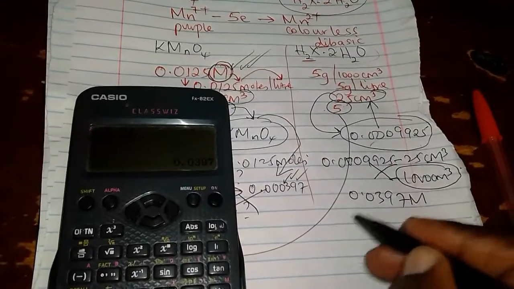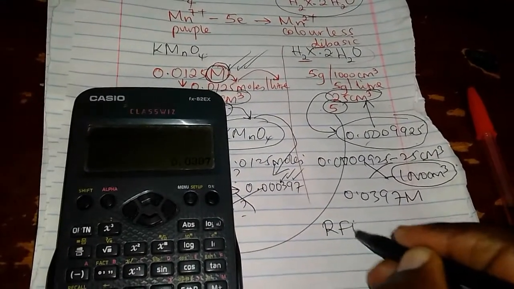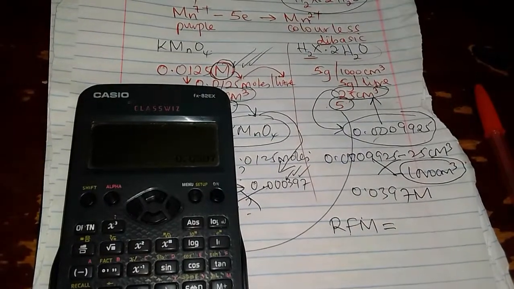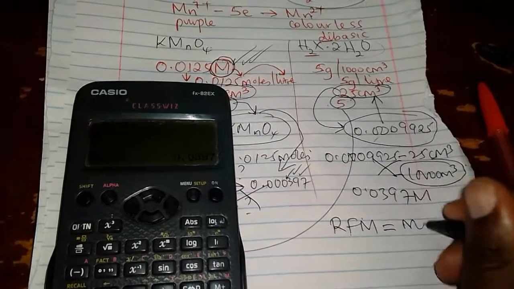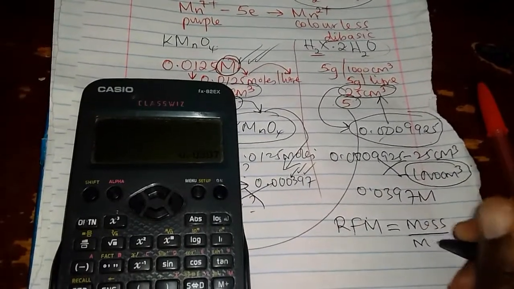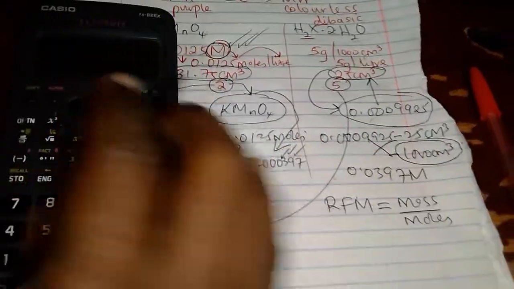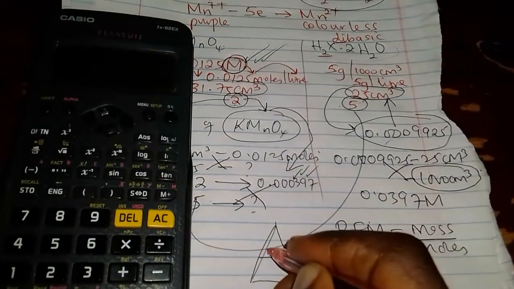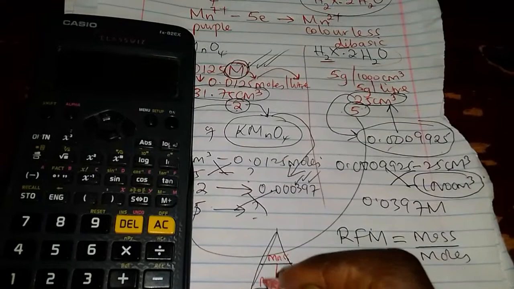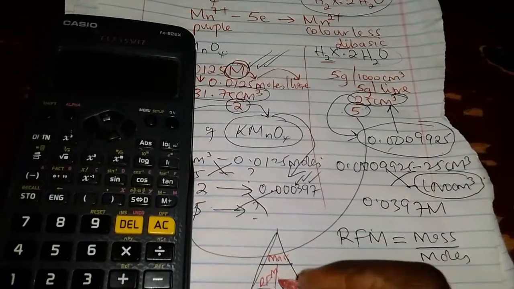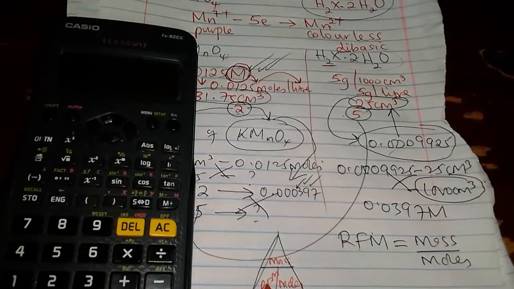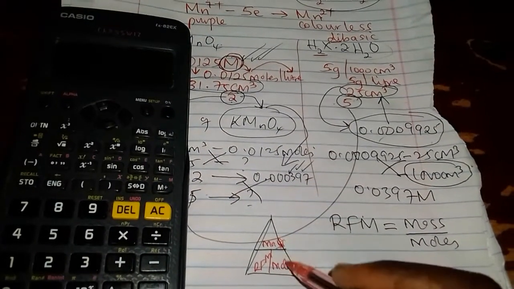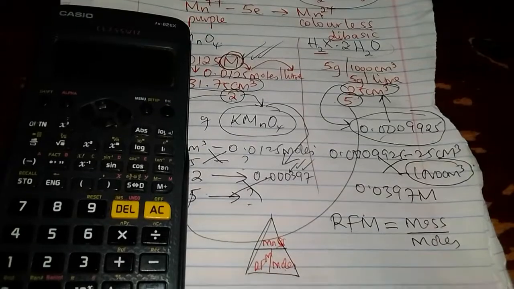Okay, then we shall come here and say now the relative formula mass, or the relative molecular mass of a compound, or the molar mass of a compound, can be obtained by taking the mass divided by the moles. Where does this one come from? You can have a simple representation of a triangle where you have the mass, the relative formula mass, and the moles. So how do you get the relative formula mass? Mass over moles.